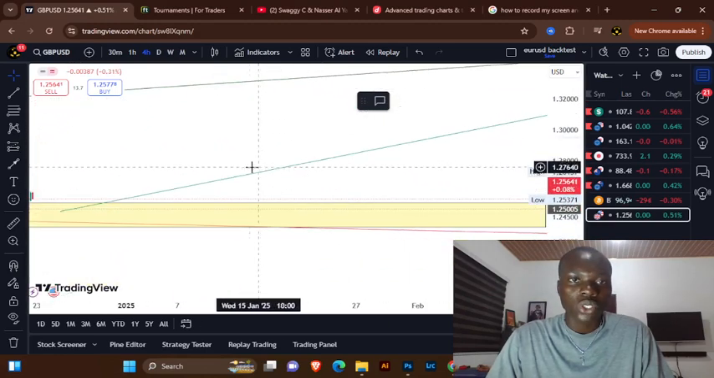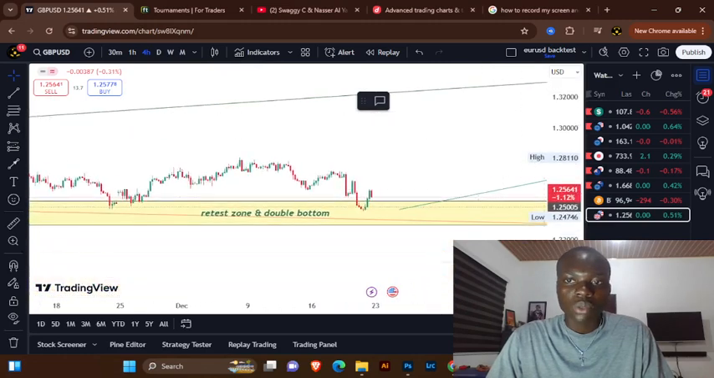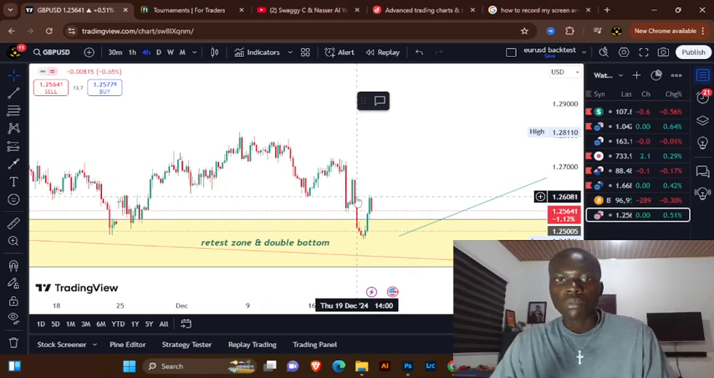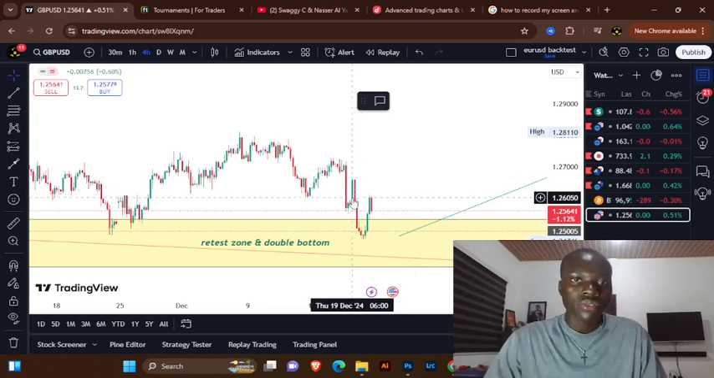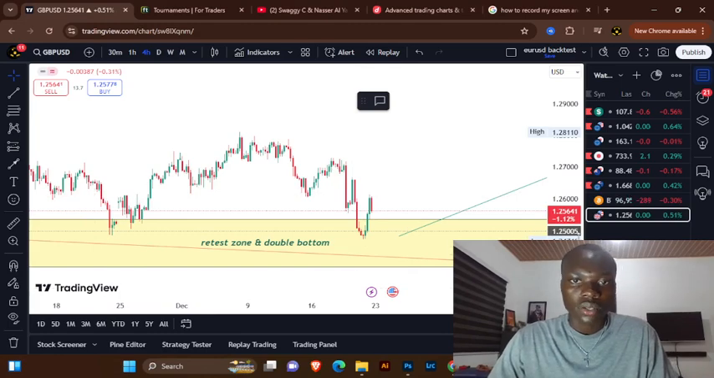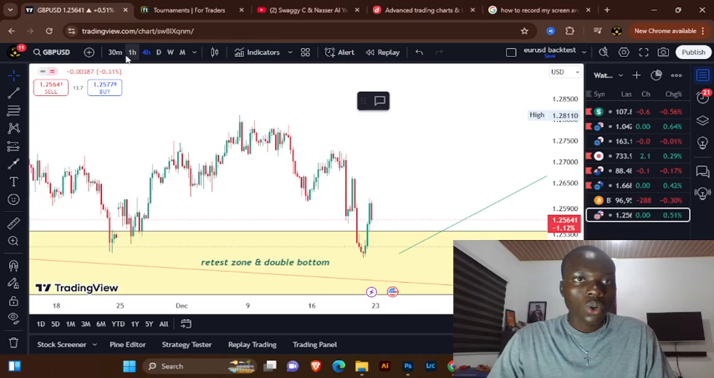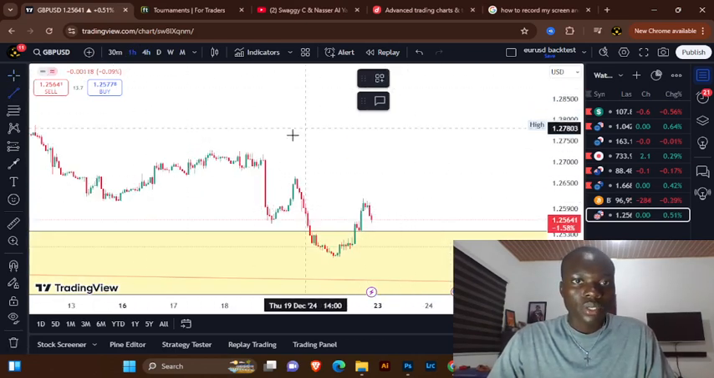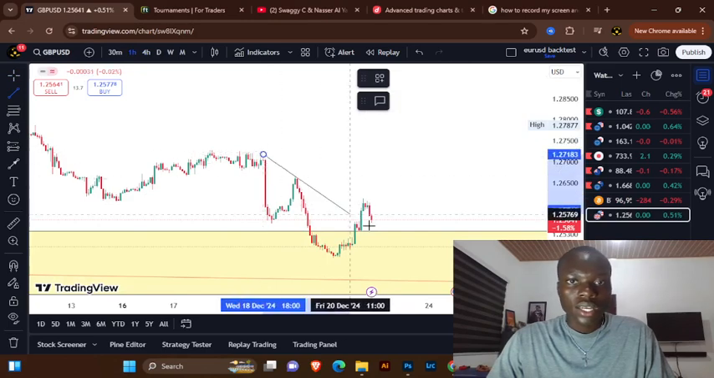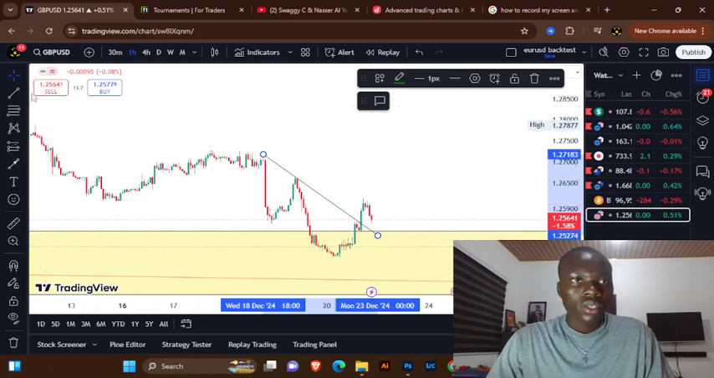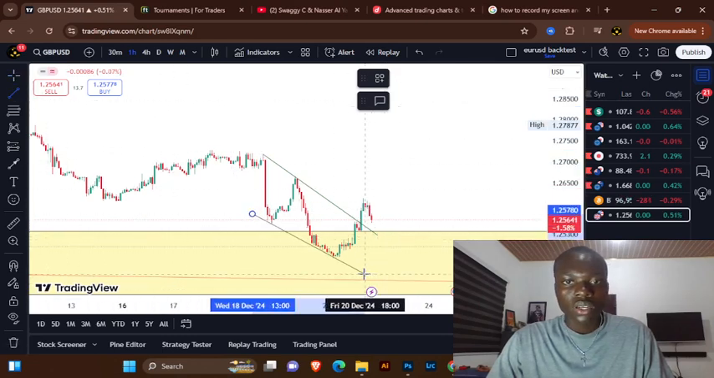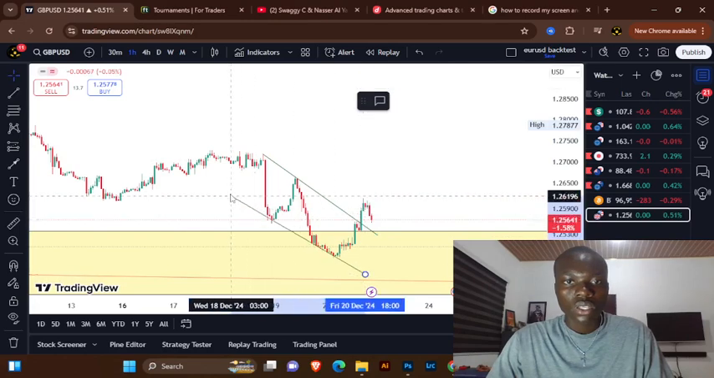So these are the confirmations which I have seen on GBP USD before I'm trying to buy, and I want to show you another clear confirmation and where we'll take our entry from. I'll be showing you that on the 1-hour time frame. There's a channel that's formed here. Let's see together what I've seen.